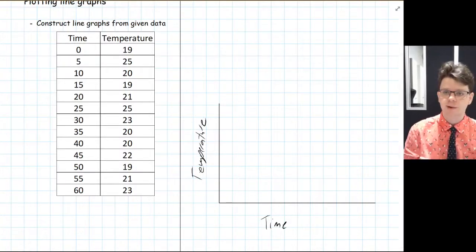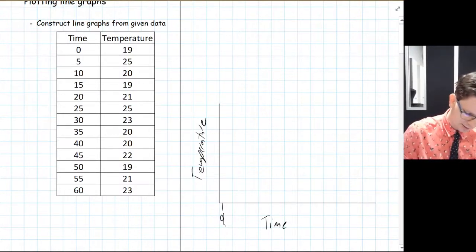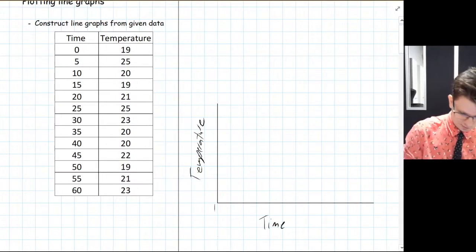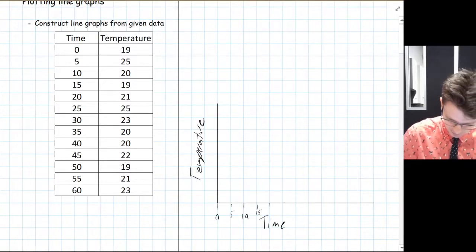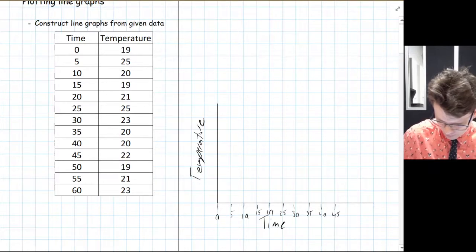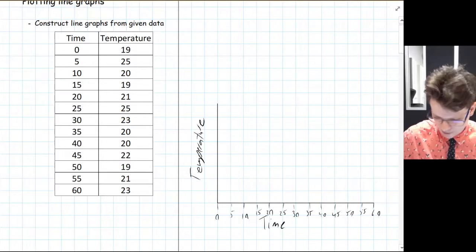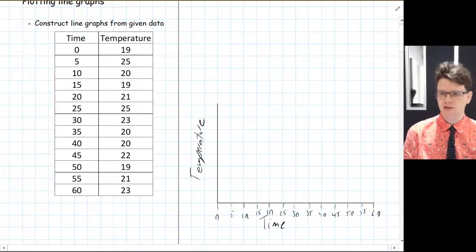Alrighty, so for the time, it goes up and starts at zero, and it goes up in 5 increments. So let's do that. So 0, 5, 10, 15, 20. Always plan this out first. If you just go straight in and hope that it's going to fit, well, you will end up crossing out many a graph. Plan it out. 0 to 60. Make sure it all fits.